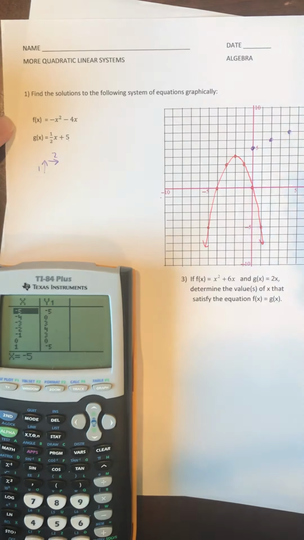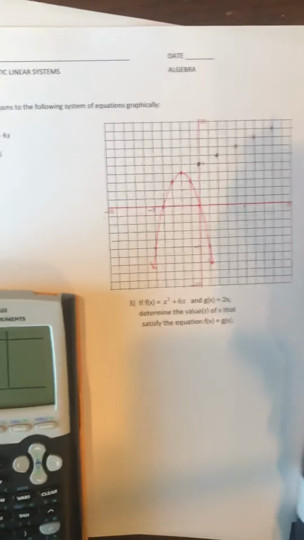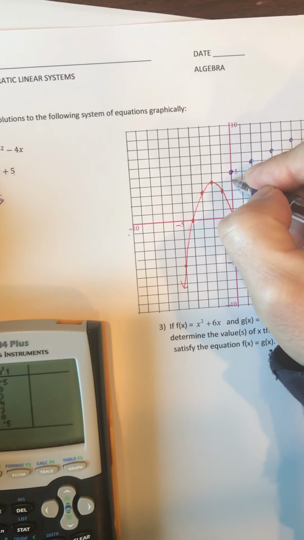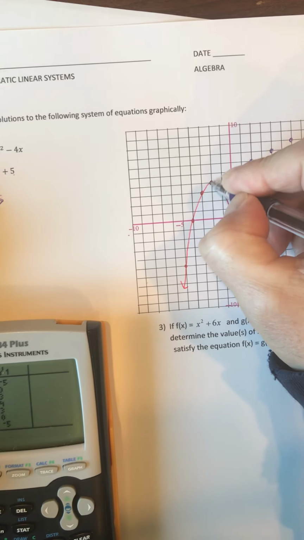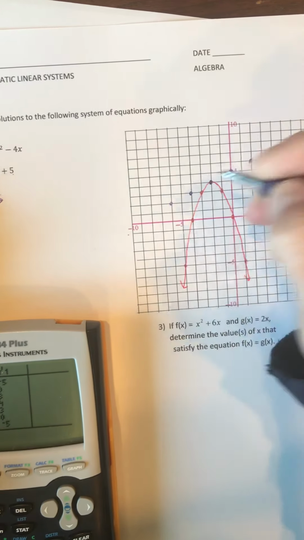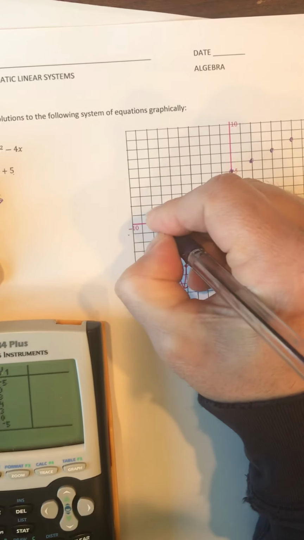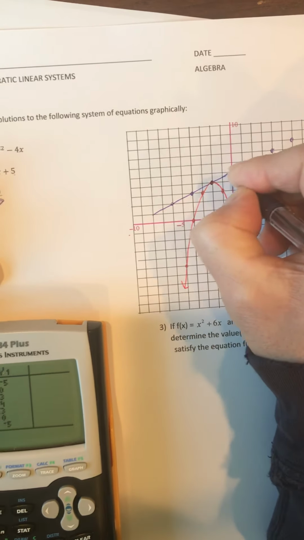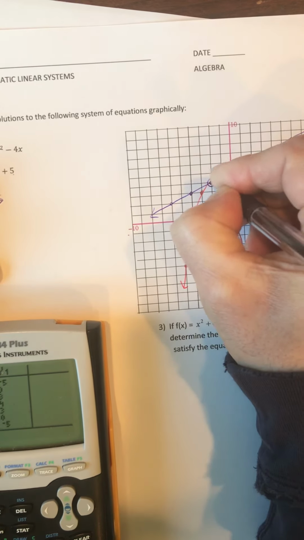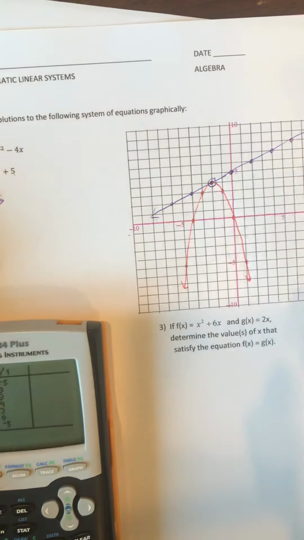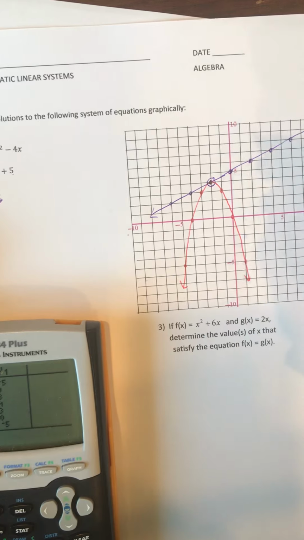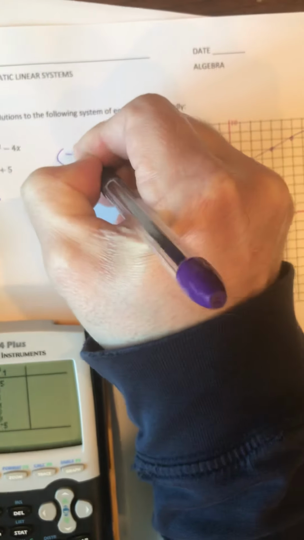As you can see, our solution is going to end up being over to the left. So I'm going to go backwards. I'm going to go down 1 and left 2 instead of right 2. Now connect the dots. Hopefully you see that these are only going to cross one time. So that's our solution, our one and only solution, which is -2 and then up 4. -2 comma 4 is our solution.